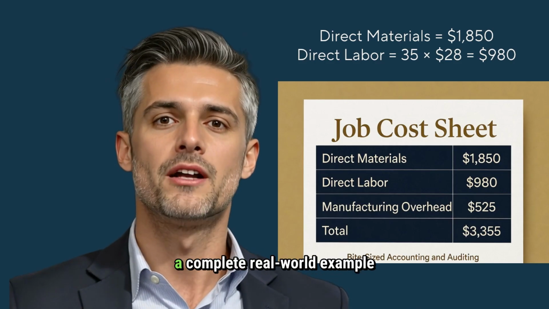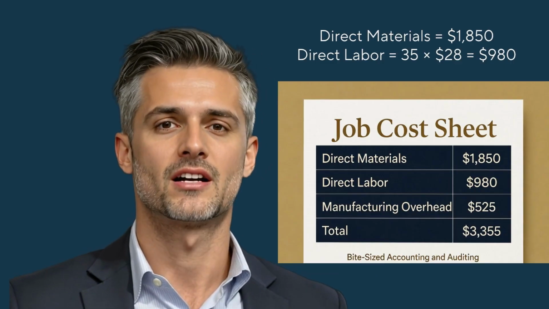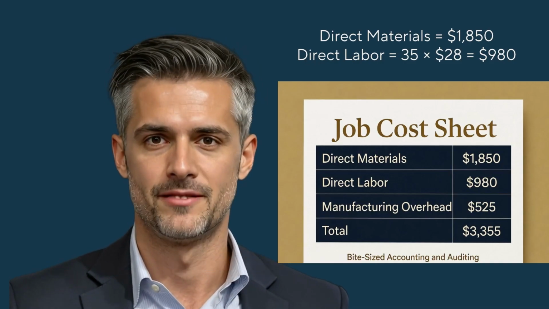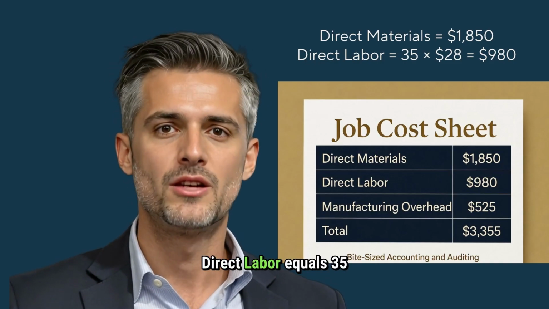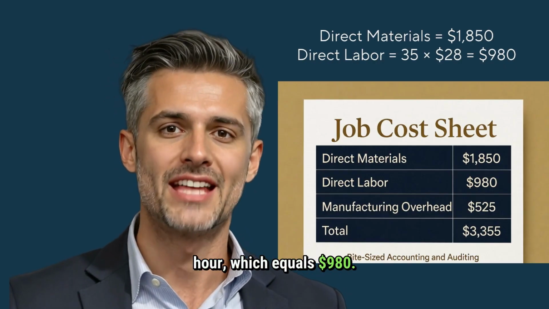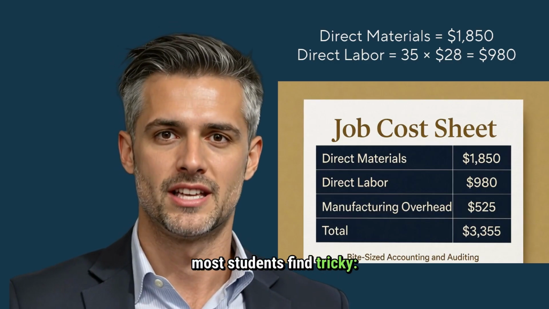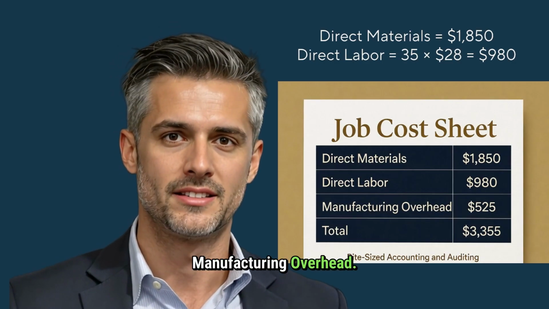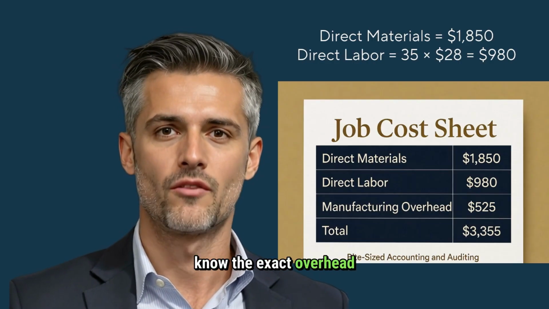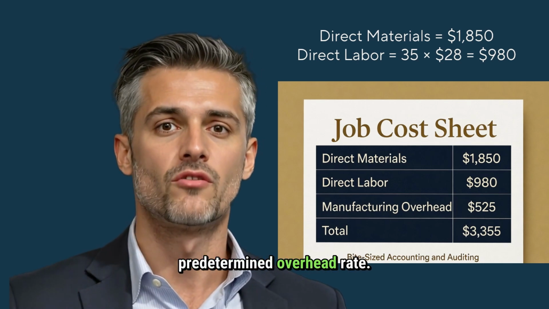Now, let's walk through a complete real-world example together. You are building a custom dining table. Direct materials equal $1,850. Direct labor equals 35 hours times $28 per hour, which equals $980. Now comes the part most students find tricky. Manufacturing overhead. Companies do not usually wait until the end of the year to know the exact overhead cost for each job. Instead, they use a predetermined overhead rate.